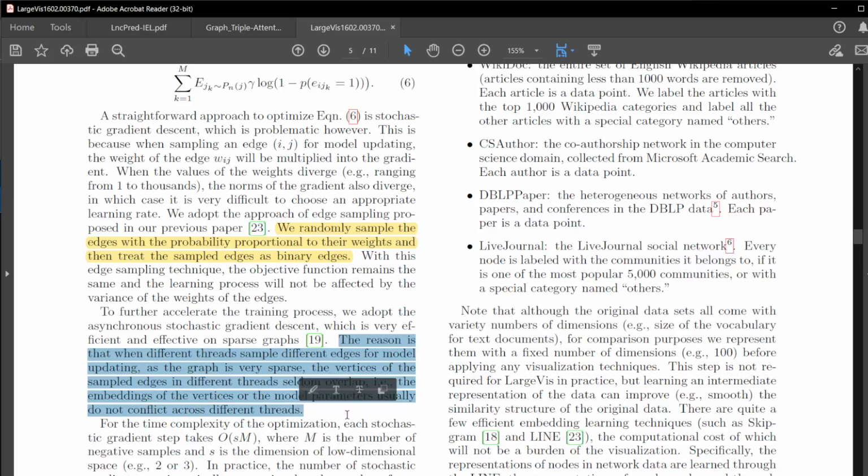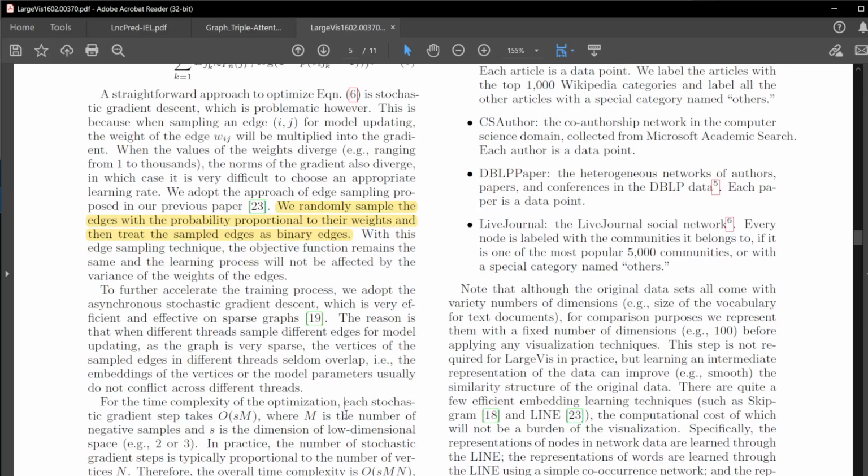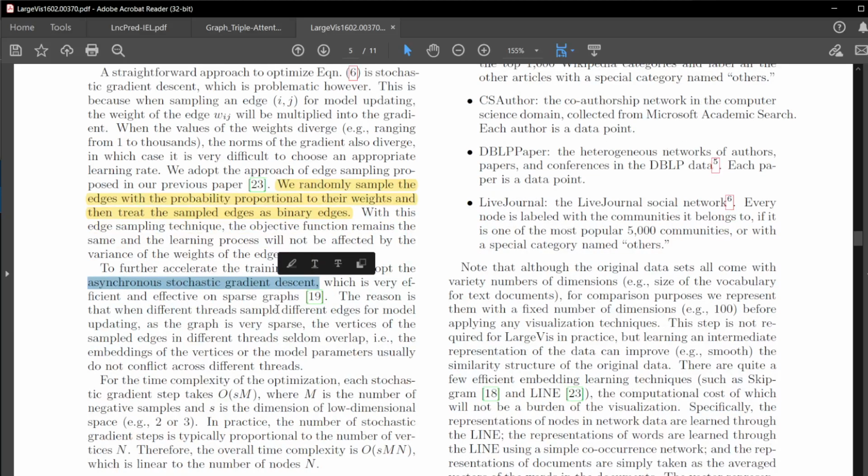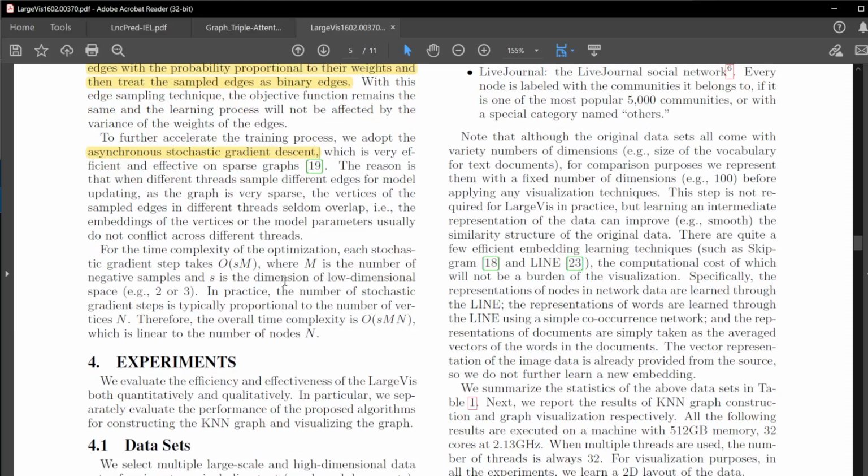For the time complexity of the optimization, each stochastic gradient step takes O(sm), where m is the number of negative samples and s is the dimension of the low-dimensional space, for example, 2 or 3. In practice, the number of stochastic gradient steps is typically proportional to the number of vertices, and therefore the overall time complexity is O(smn), which is linear in the number of nodes n.